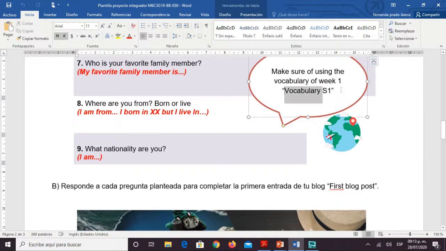Lo que sea, el vocabulario es one, que aquí podemos encontrar también todo esto. Where are you from? Born or live? Estoy diciendo que de dónde soy, dónde nací y dónde vivo, ¿sí? Porque a lo mejor el lugar donde nací no es el mismo donde vivo actualmente, ¿ok?